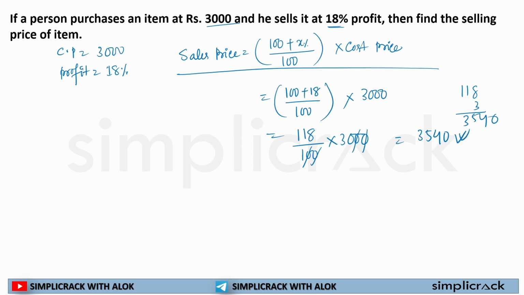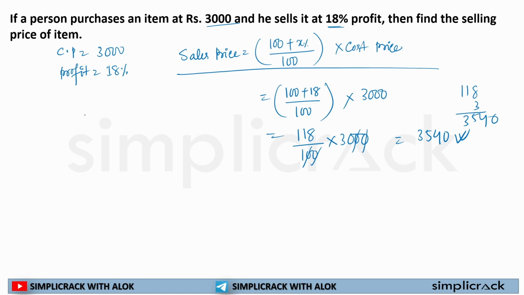So I do not have to calculate profit now. I do not have to add cost price plus profit to get sales price. I can simply use this formula and get my sales price. I hope this is clear to each and every one of you. Now, sir, this was quite easy for profit. Please tell us something if loss percentage is given.